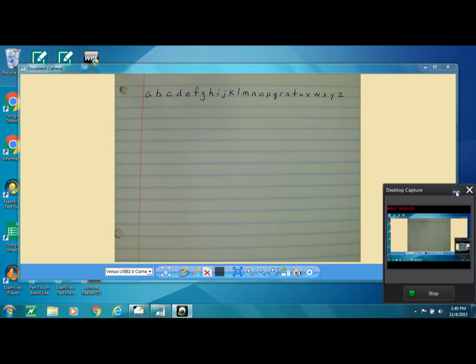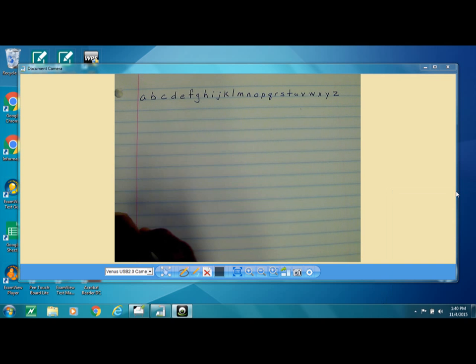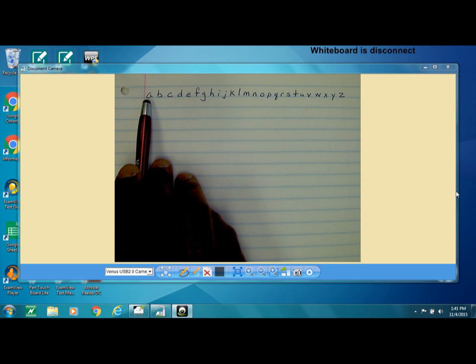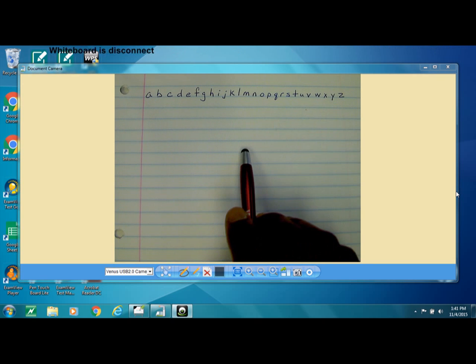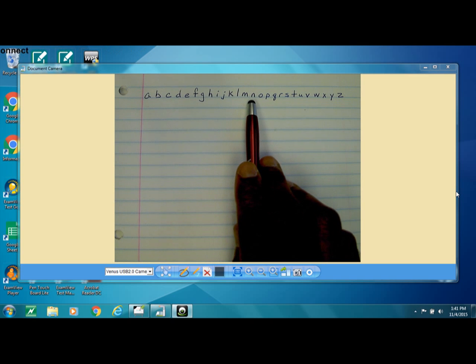All right, let's begin the lesson. We will begin by looking at the alphabet. And when we look at the alphabet today, let's remember that the initial letter is A. The final letter is Z. The two letters directly in the middle are the M and N.